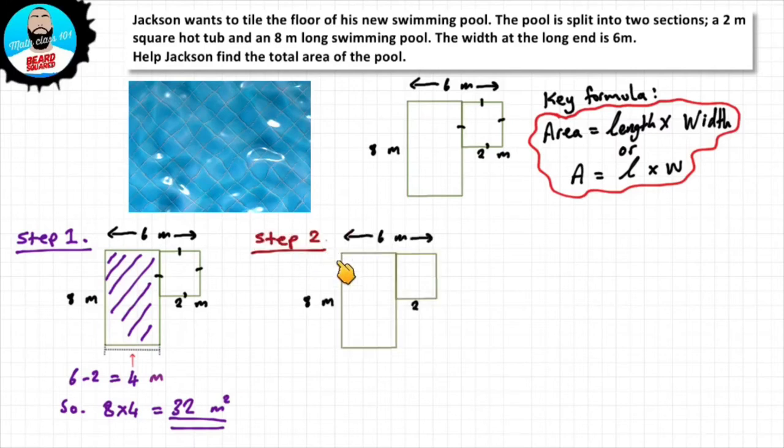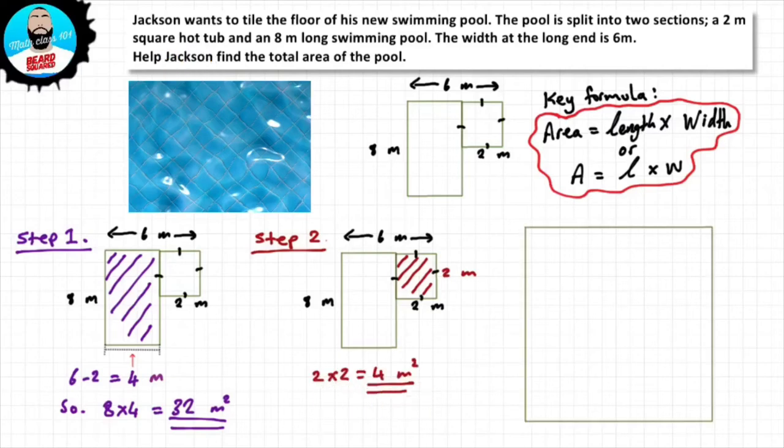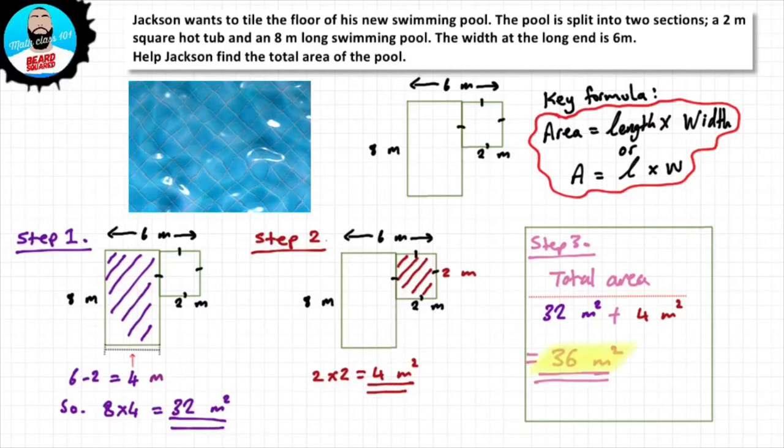Now step 2, we're going to work out the area of the small hot tub, which is 2 meters by 2 meters. And the question mentions it's a 2 meter square hot tub. 2 times 2 equals 4 meters squared. The final step, step 3, we're going to calculate the total area. So we're going to add 32 meters squared plus 4 meters squared to give us a total of 36 meters squared.